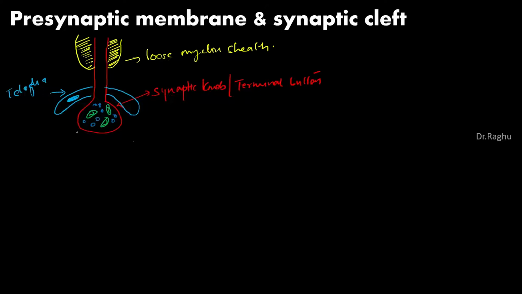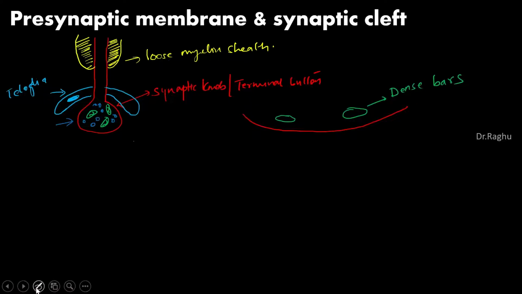Now let's expand this presynaptic membrane and see what are all the features which we can see. Okay, so let's say this is the expanded portion of the presynaptic membrane. So when we expand the presynaptic membrane, on the inner aspect of the presynaptic membrane, we see some structures, and these structures are called dense bars.